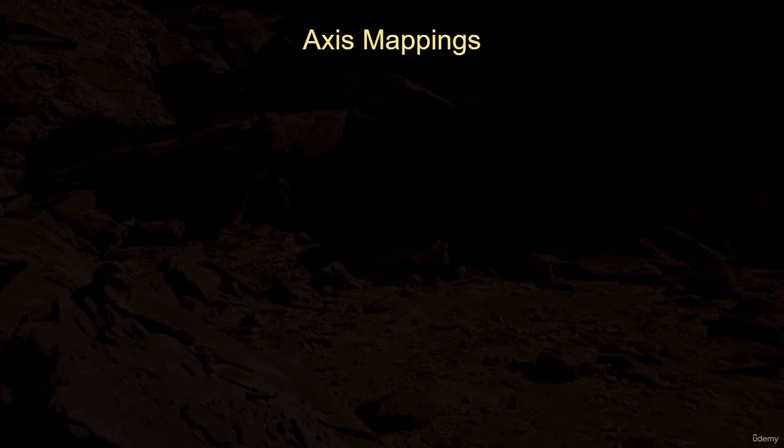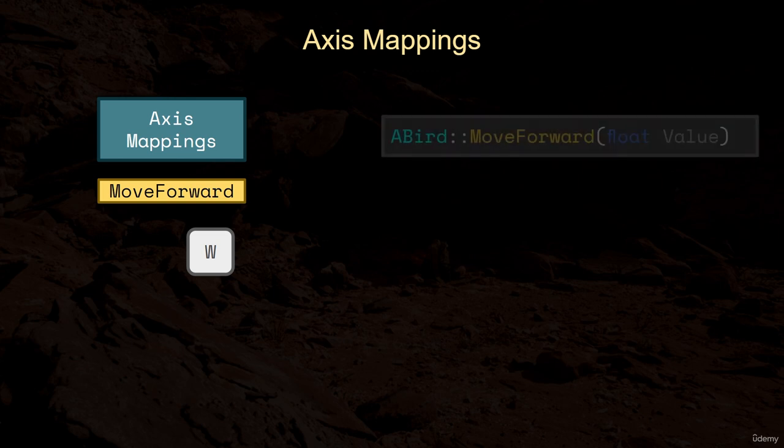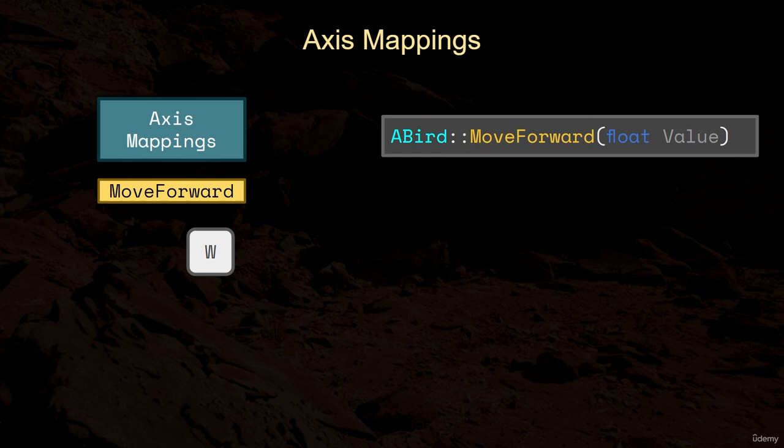Unreal Engine has the concept of axis mappings, and we can create axis mappings, such as the one we just created called Move Forward. Now, an axis mapping has one or more keys assigned to it. We assigned the W key to move forward. So here's how it works. We're going to create a function on our pawn, specifically on our bird class. Now, we can call this Move Forward or really any name we want, but it has to have a float input parameter type. We usually call this value. Now, the reason it has to have a float input parameter type is because that's the type of function that can be bound to move forward.